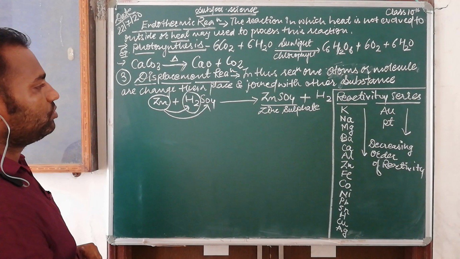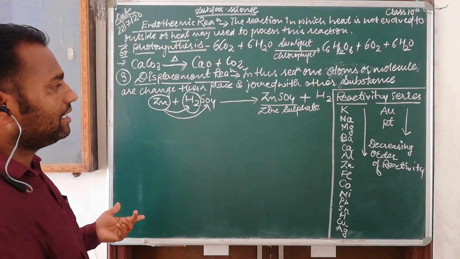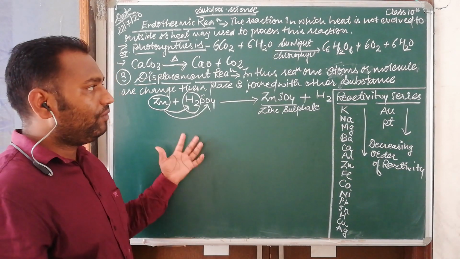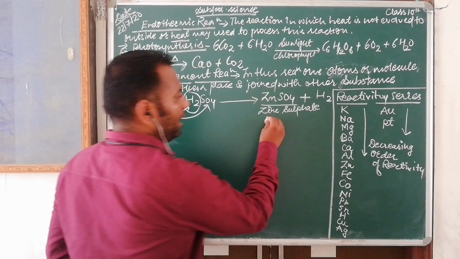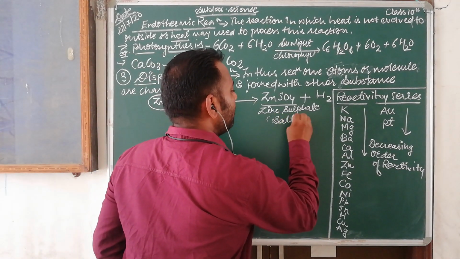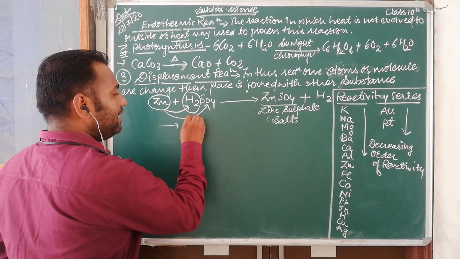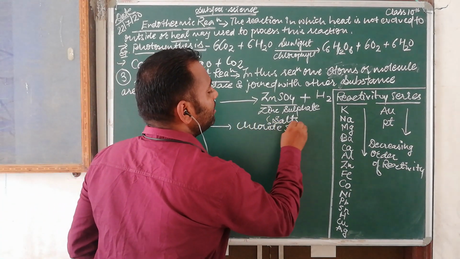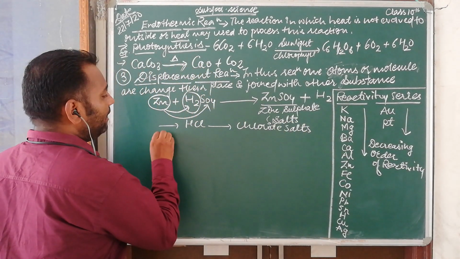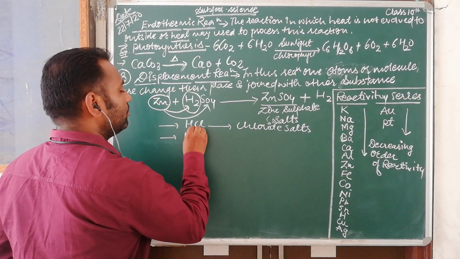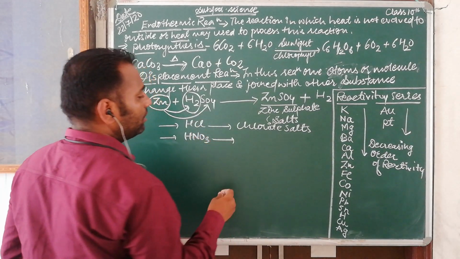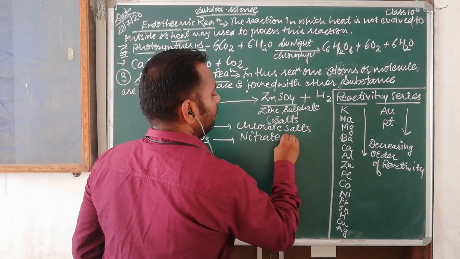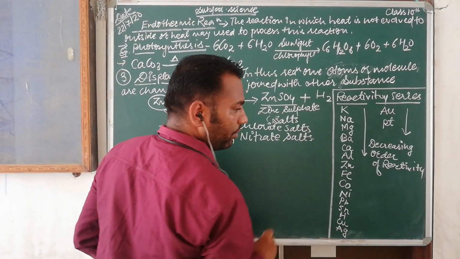Now our next examples. Sometimes they ask how zinc reacts with HCl or other acids. Always the formation of their salts. When they react with HCl, they form chloride salts. When they react with HNO3, they form nitrate salts.